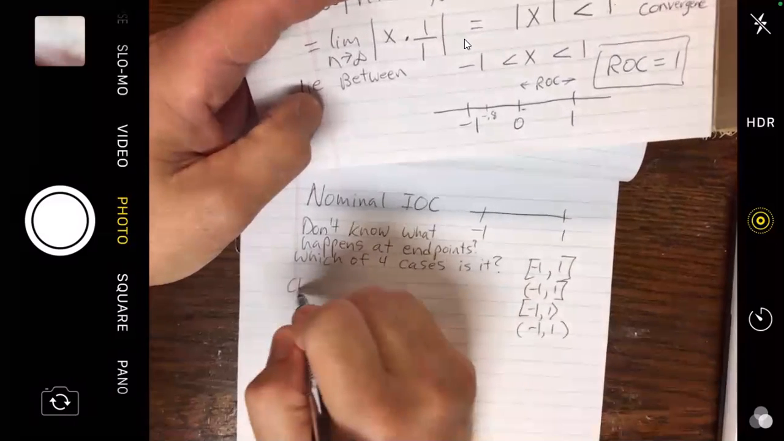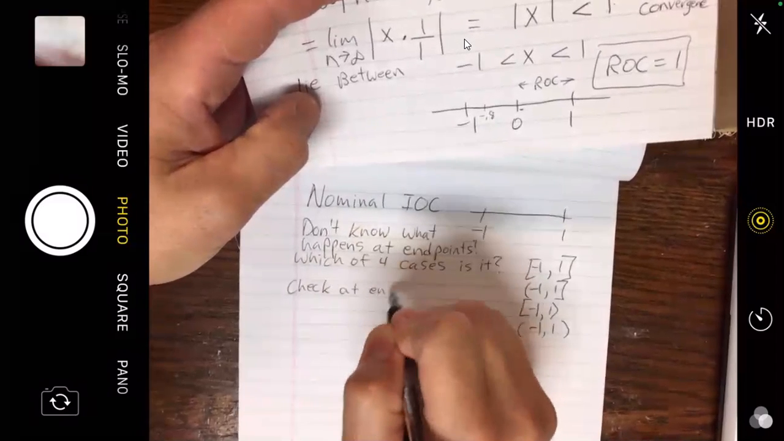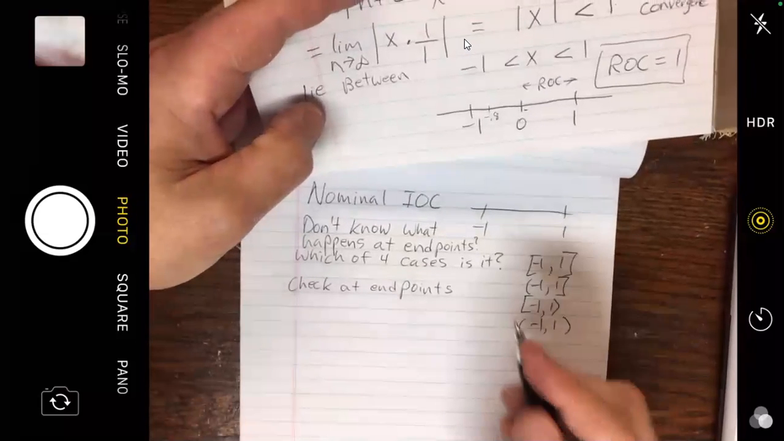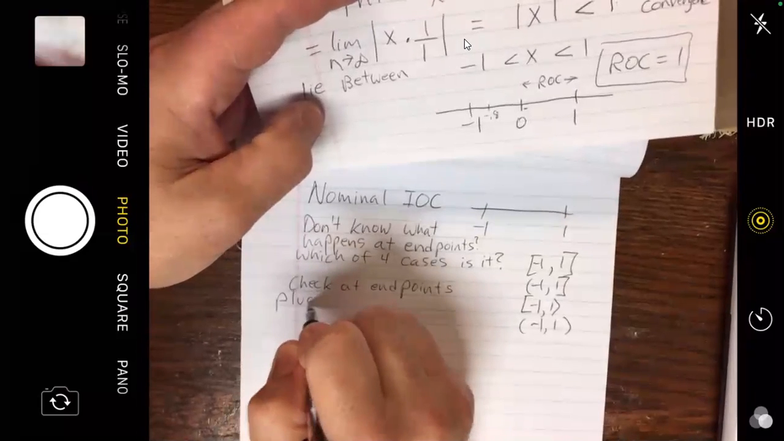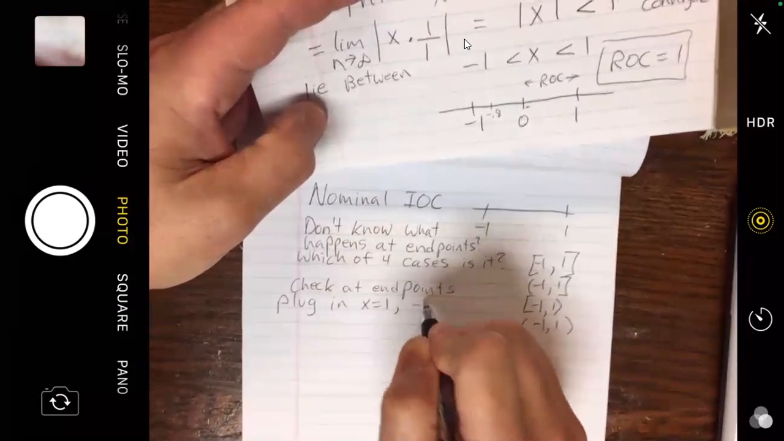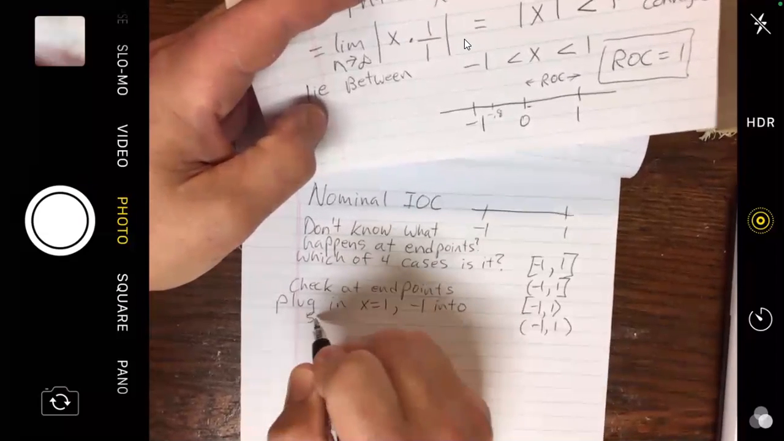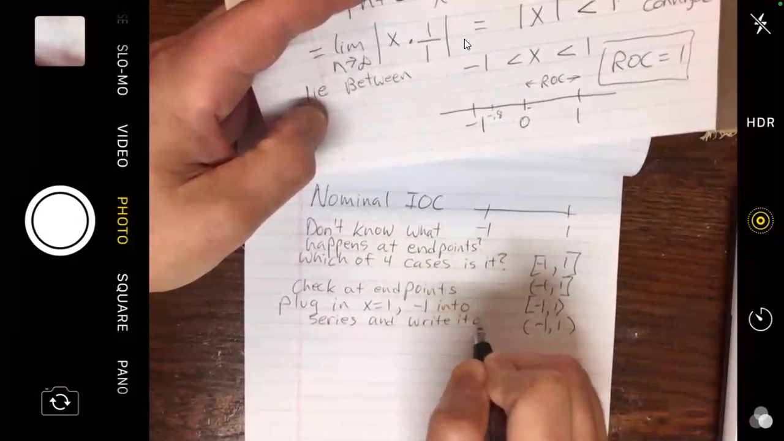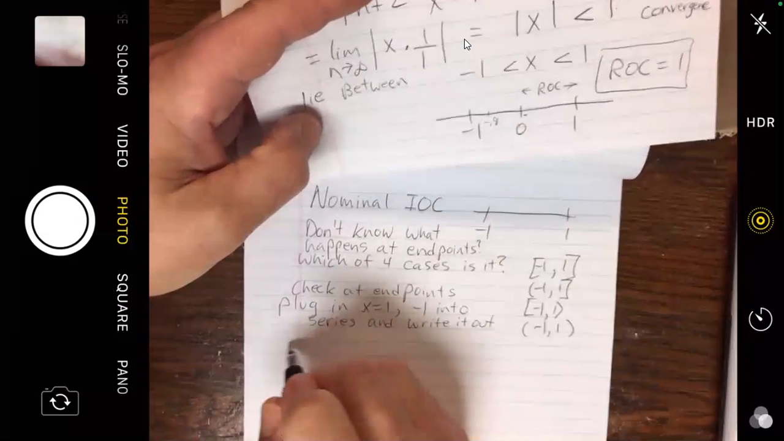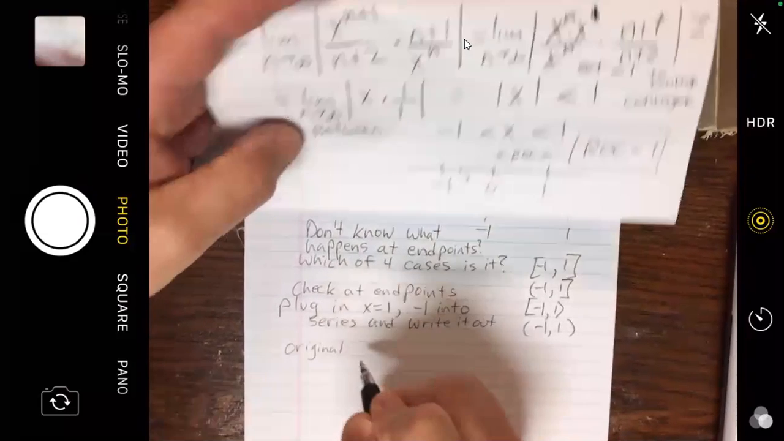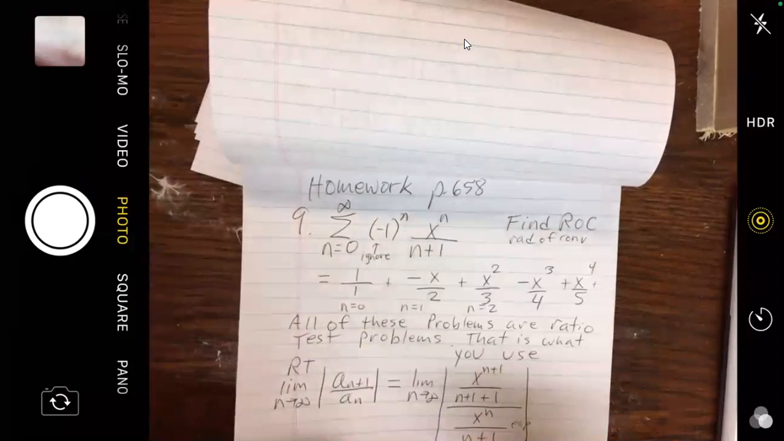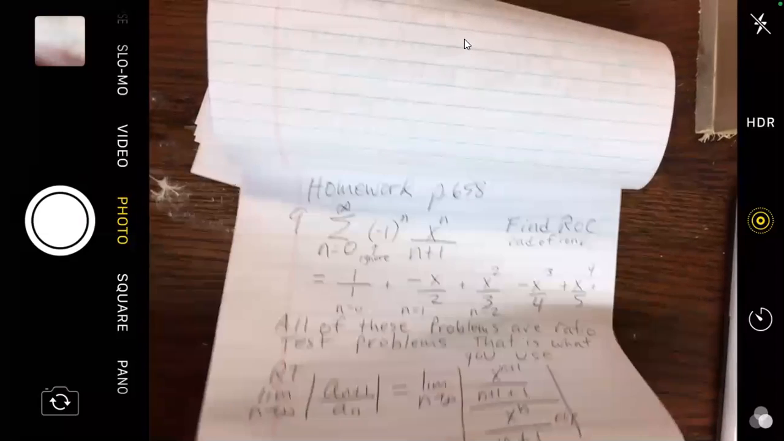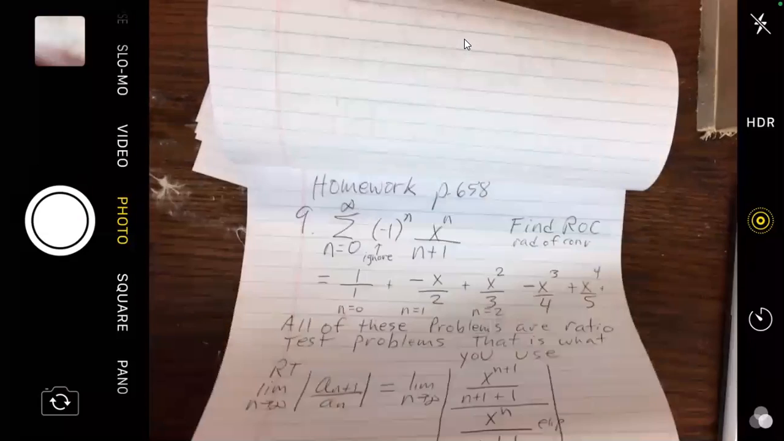This is called checking at the endpoints, and it's what turns it into a project rather than a problem. What you've got to do is literally plug x equals 1 and -1 into the series and write it out. So the original looked like, okay, the sum of n equals 0 of -1 to the n, x to the n over n plus 1.